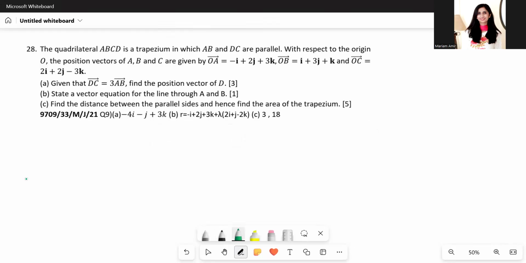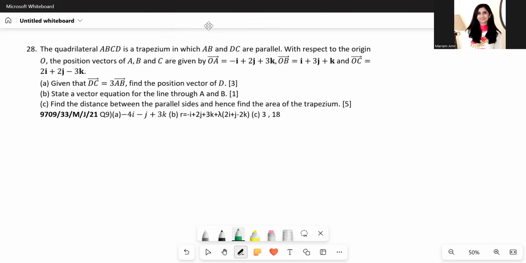The quadrilateral ABCD is a trapezium in which AB and DC are parallel. With respect to the origin O, the position vectors A, B, C are given by OA equals this, OB equals this, and OC equals this. Given that DC equals 3 times AB, find the position vector of D.